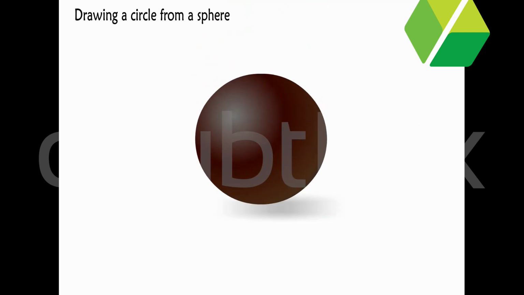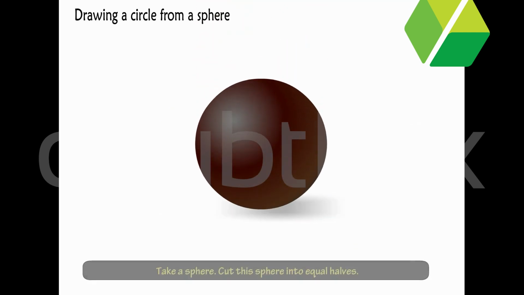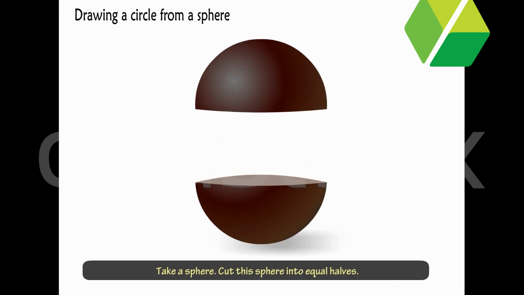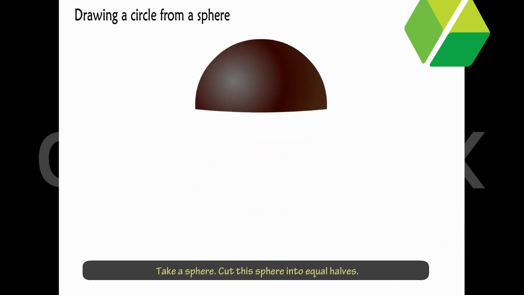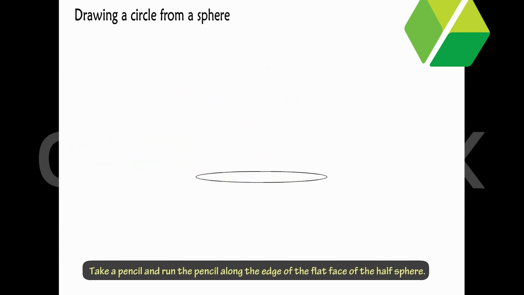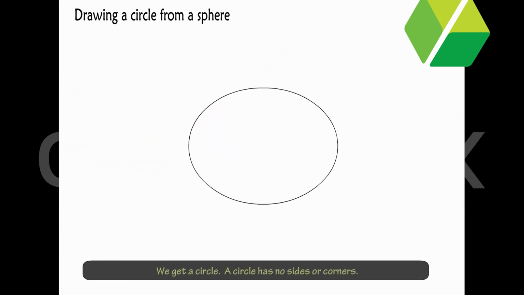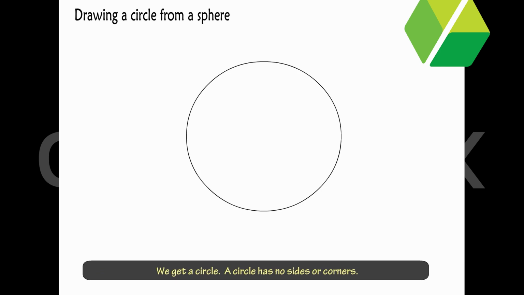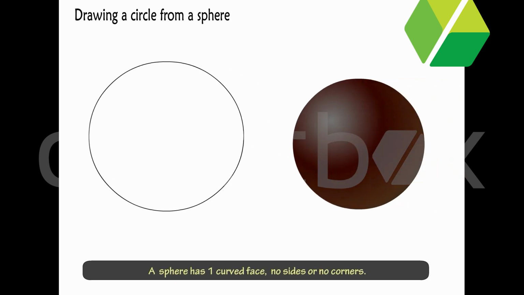Drawing a circle from a sphere. Take a sphere. Cut this sphere into equal halves. Take a pencil and run the pencil along the edge of the flat face of the half sphere. We get a circle. A circle has no sides or corners. A sphere has one curved face, no sides or no corners.